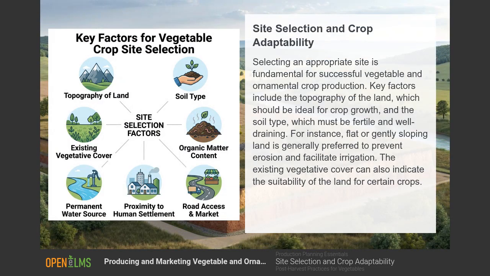Site selection and crop adaptability. Selecting an appropriate site is fundamental for successful vegetable and ornamental crop production. Key factors include the topography of the land, which should be ideal for crop growth, and the soil type, which must be fertile and well-draining. For instance, flat or gently sloping land is generally preferred to prevent erosion and facilitate irrigation. The existing vegetative cover can also indicate the suitability of the land for certain crops.